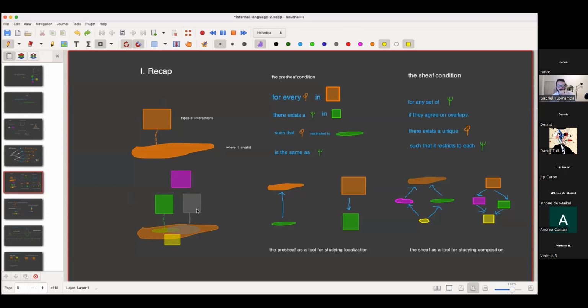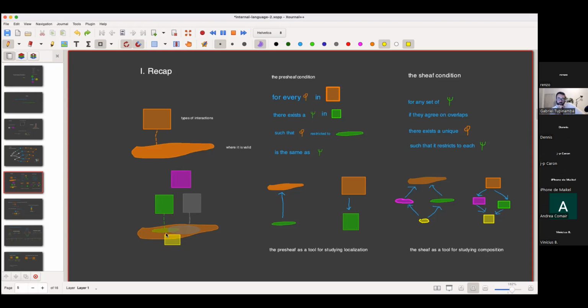In a pre-sheaf, localizing from the black box to the yellow box is different from localizing from the green box to the yellow box. They don't necessarily localize to the unique set of interactions. But what we want to say is that this box must be the same for both of them if you localize to this intersection.